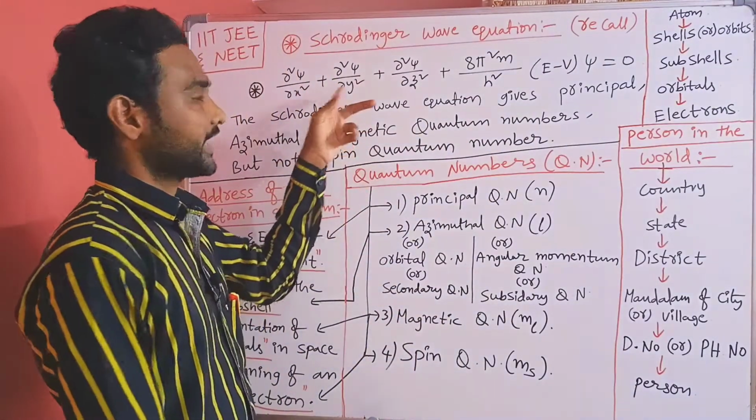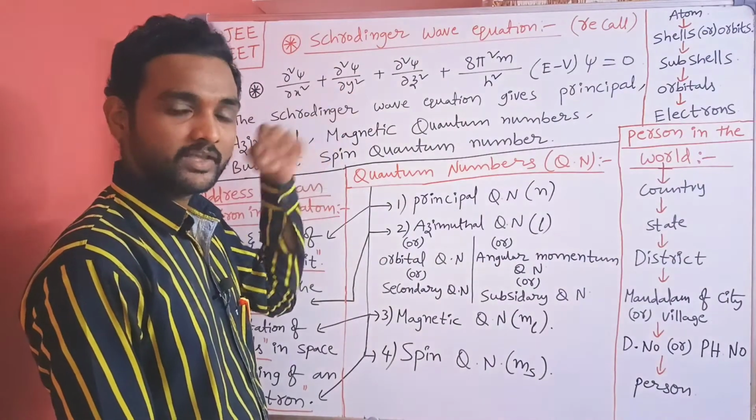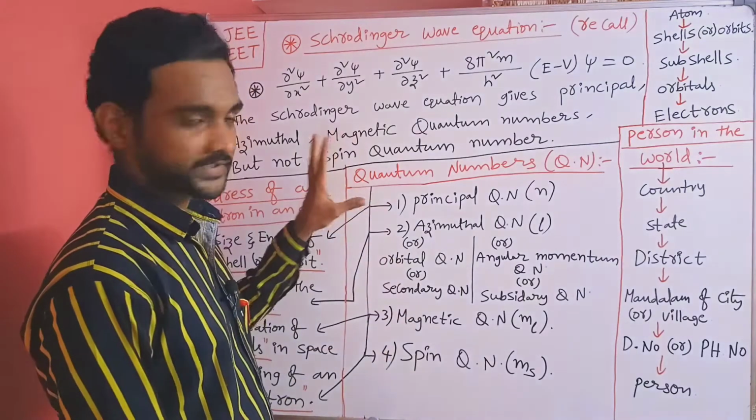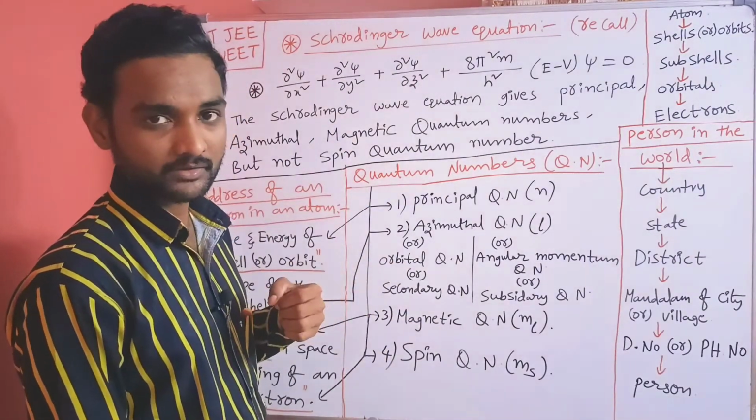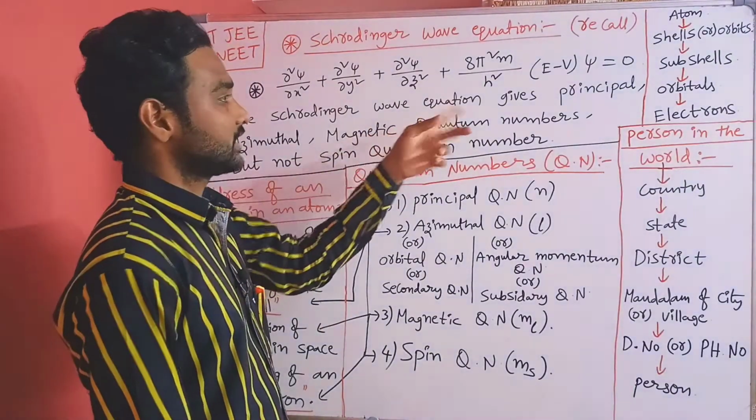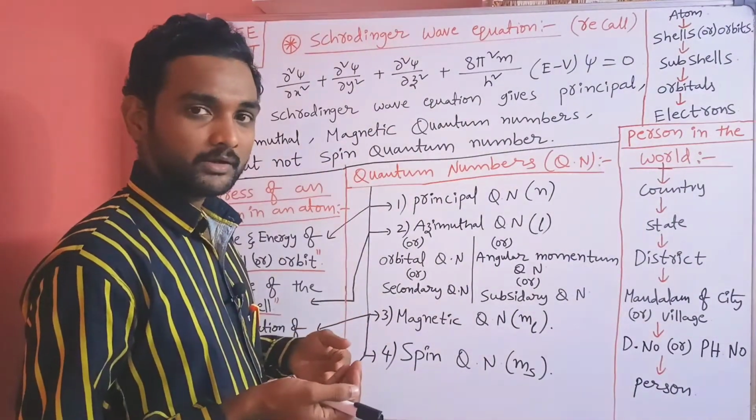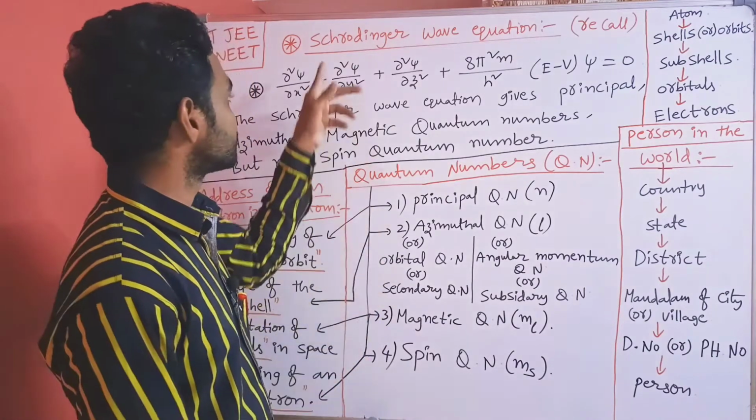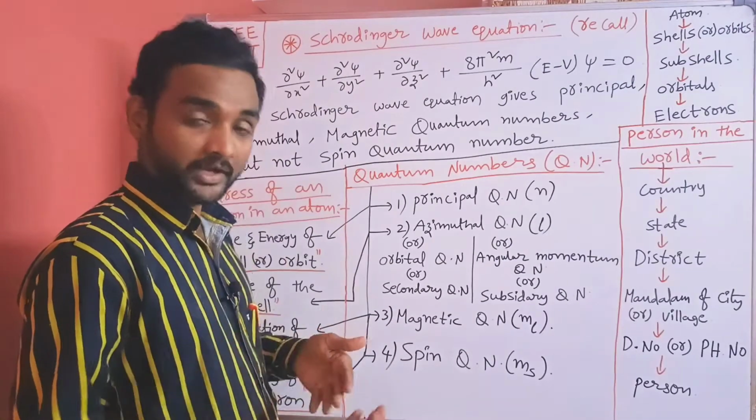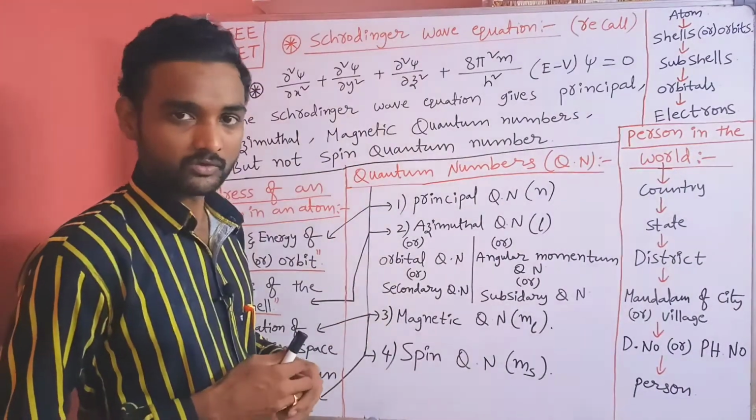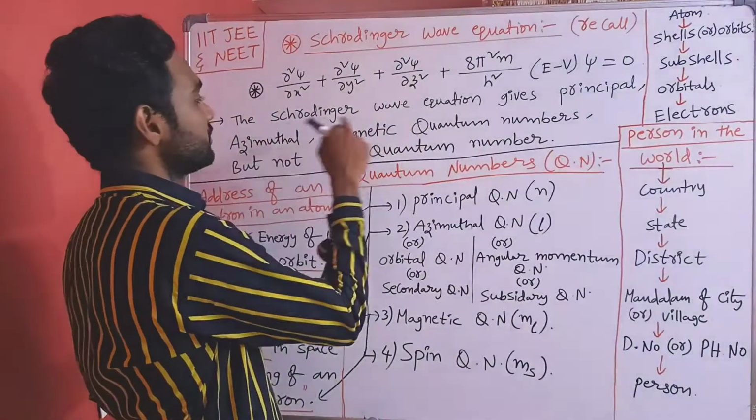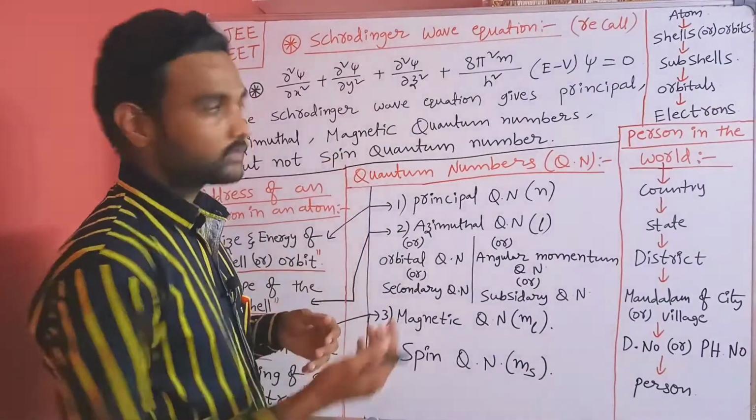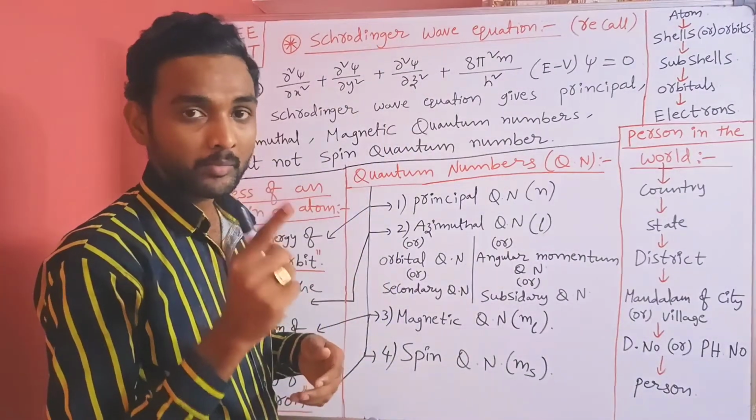Now if you solve this Schrodinger wave equation, we will get some solutions, and the solutions give the quantum numbers. The Schrodinger wave equation gives mainly the principal quantum number, the azimuthal quantum number and the magnetic quantum number. But the Schrodinger wave equation didn't give the spin quantum number. This point I have to remember properly.